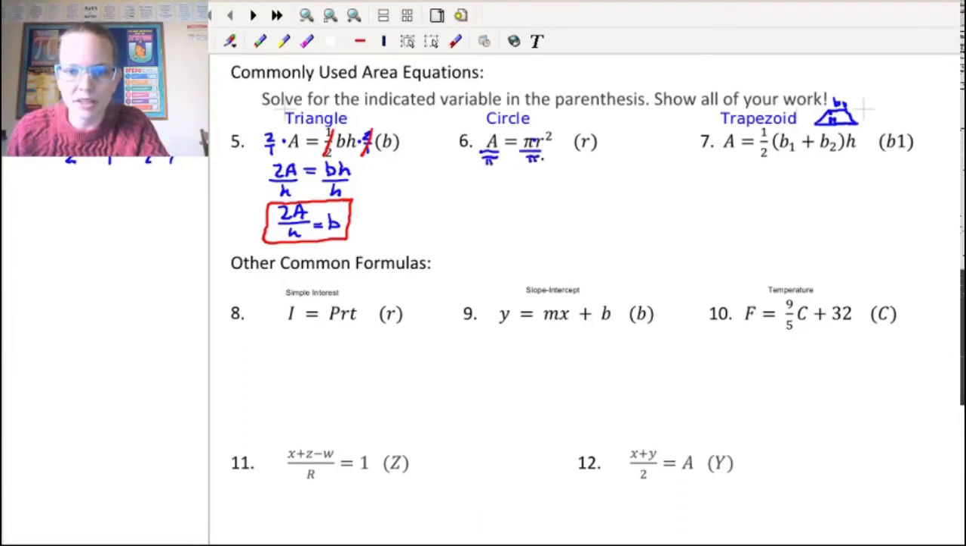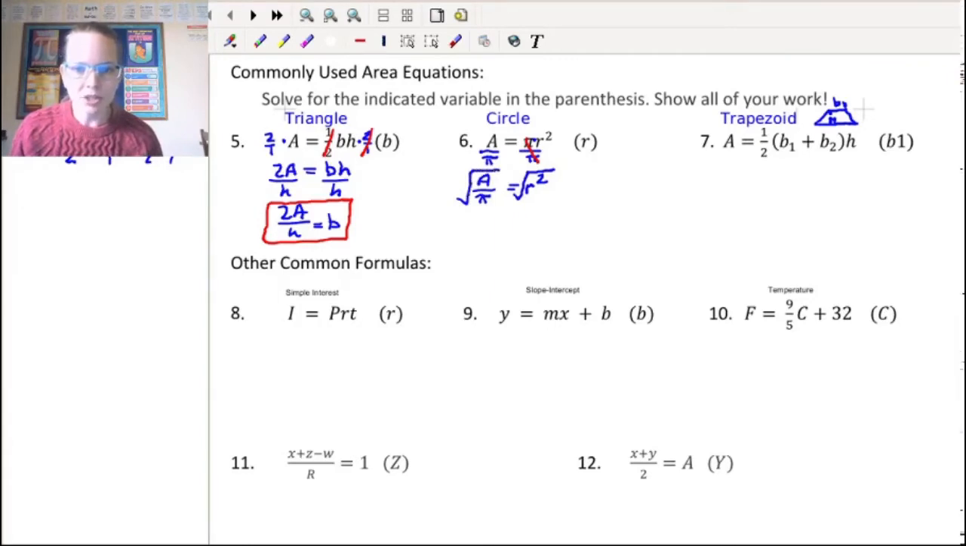Divide that over to the other side, which cancels the pi's on the right-hand side. So I've got a over pi equals r squared. Okay, after multiplication and division comes my exponent. So I've got to get rid of this squared exponent. The inverse operation for a squared is your square root, so I'm going to take the square root of both sides.